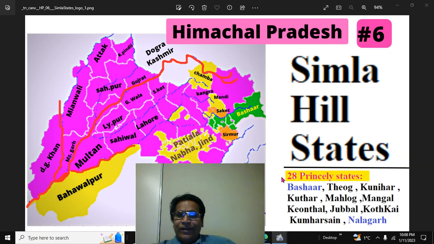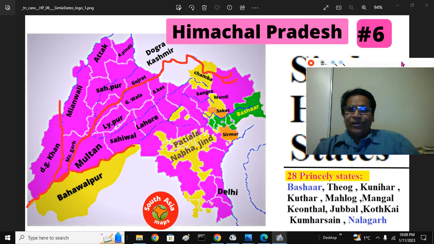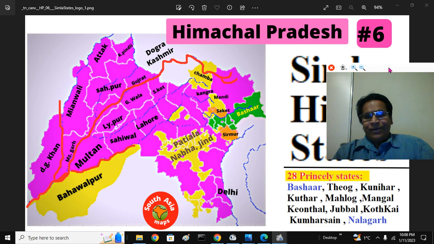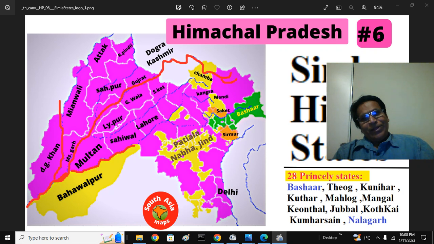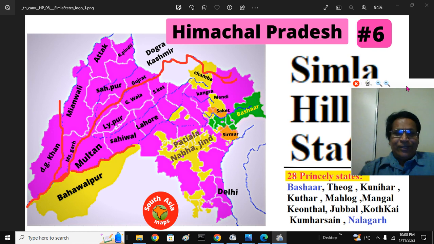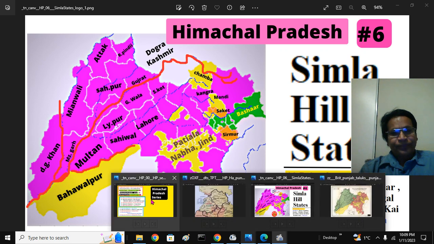There are 28 Simla hill states in that region. These are the Simla hill states, the ones I have shown you in green. I will not burden you by listing all 28, just 3 or 4 very important ones. If you remember those, that's more than sufficient. Himachal Pradesh, 6th in the series, Simla hill states, is the topic of today's presentation at South Asia Maps.